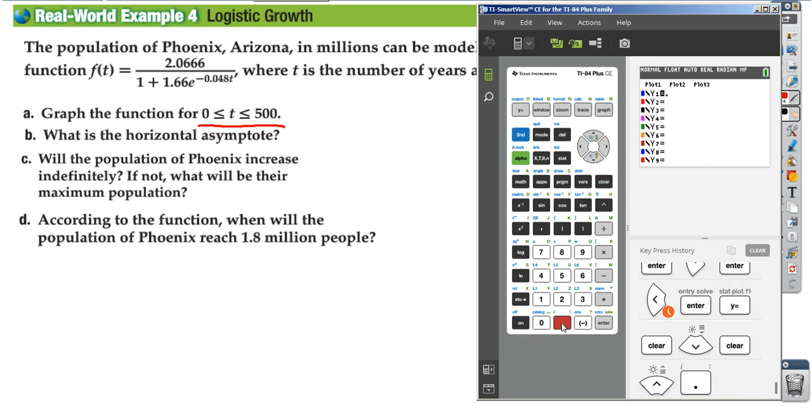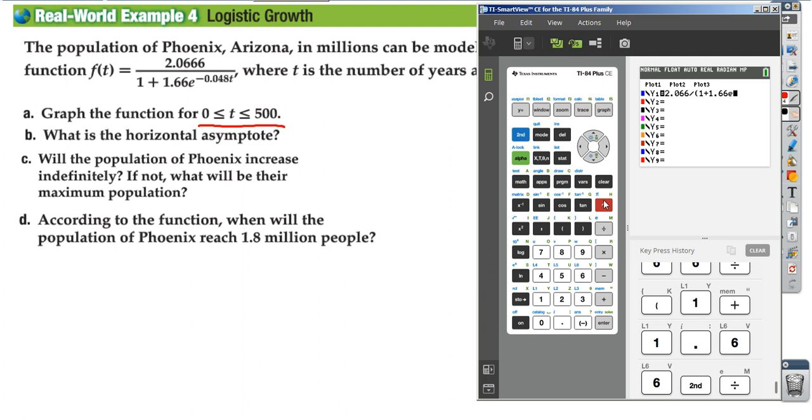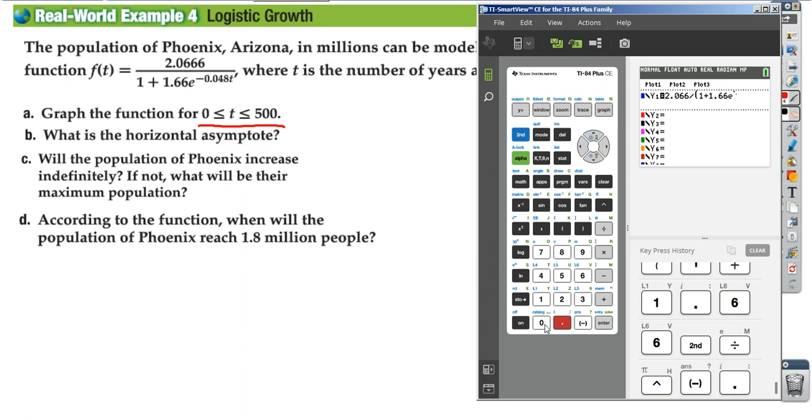So 2.066 is the initial population, and we're going to divide by this whole thing: 1 plus 1.66, and then e is being raised to the negative 0.048, and I'll use x again instead of t.